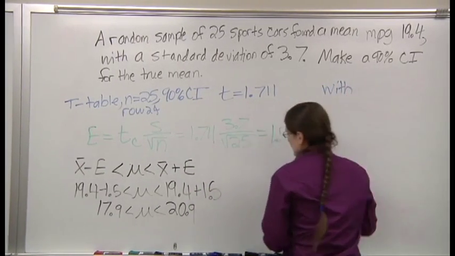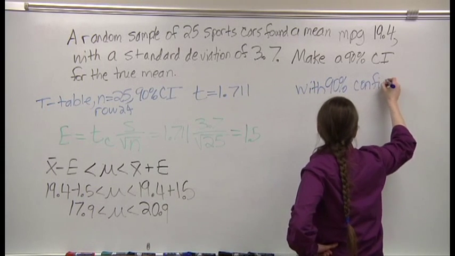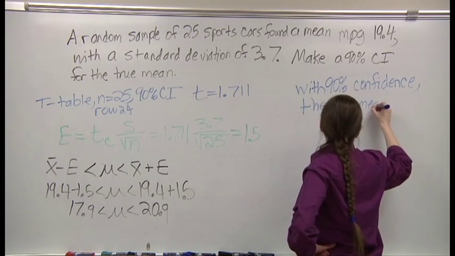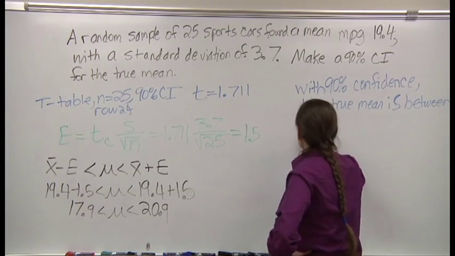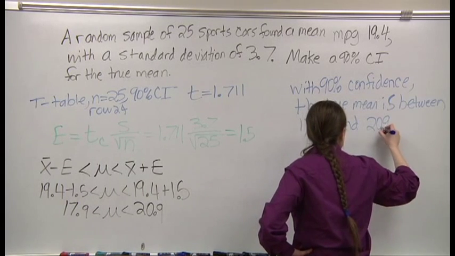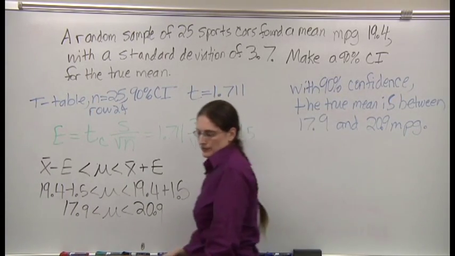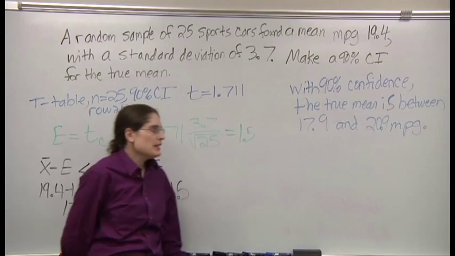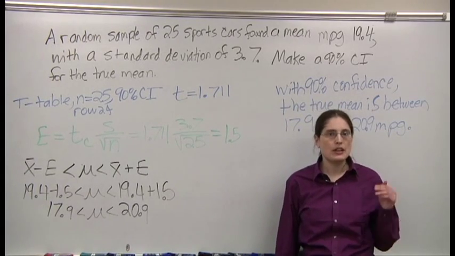So that's going to be, let's state this in a sentence: with 90% confidence the true mean is between 17.9 and 20.9 miles per gallon. Okay, got that? Good. Now, let's pause and think a little bit about the general theory of confidence intervals.